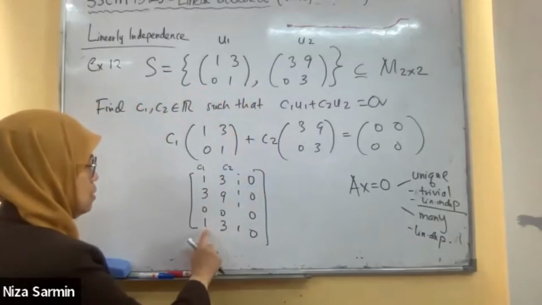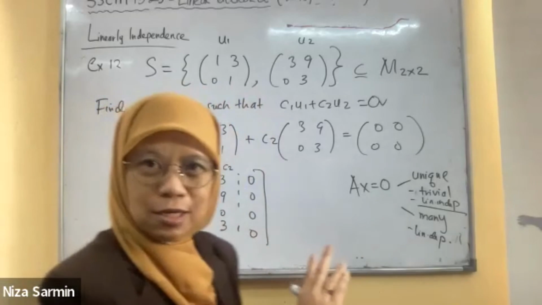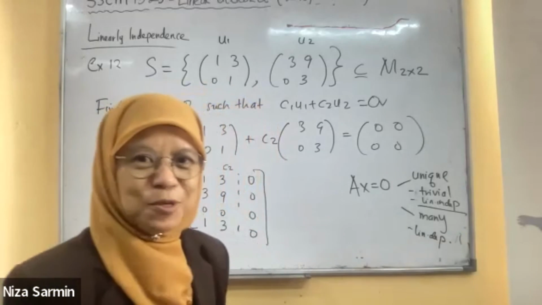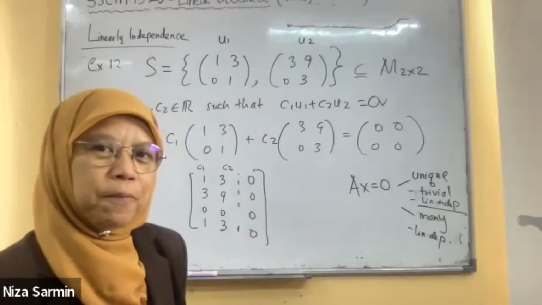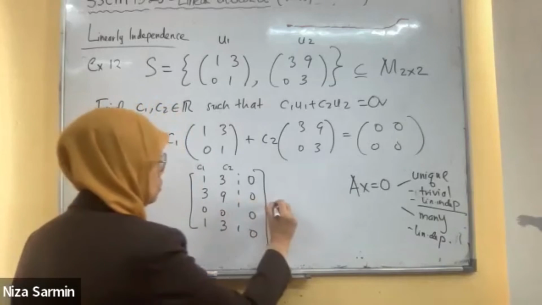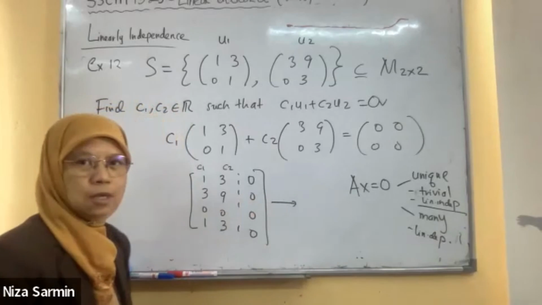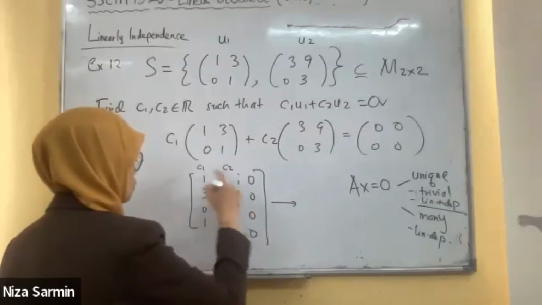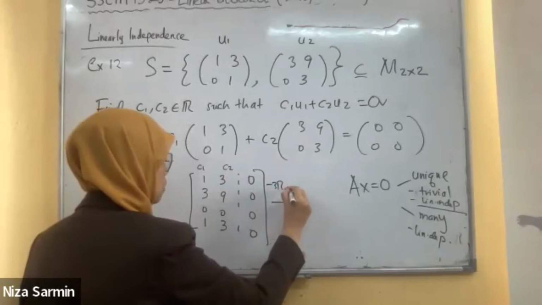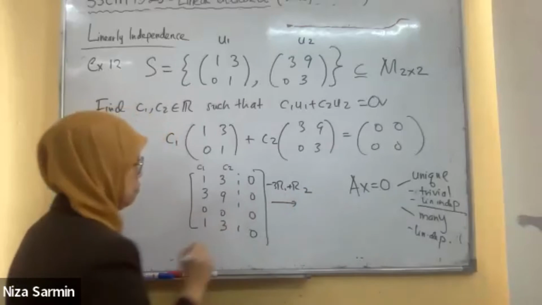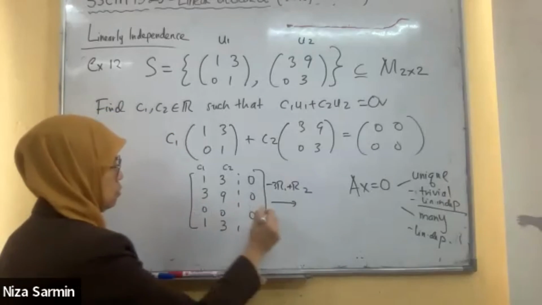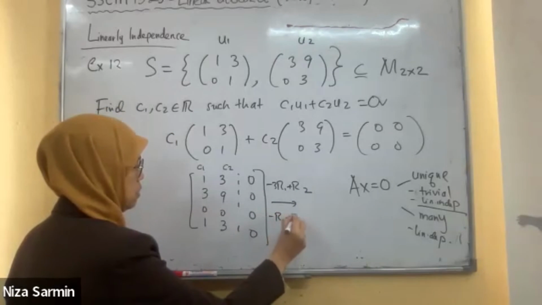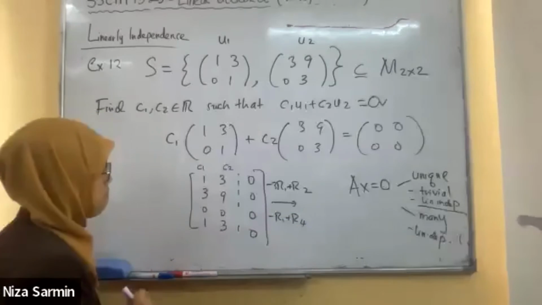For this one, you cannot find using the determinant because it's not 4 by 4. Right? So you will do the elementary row operation. So -3 row 1 plus row 2. That's already 0. Negative row 1 plus row 4.